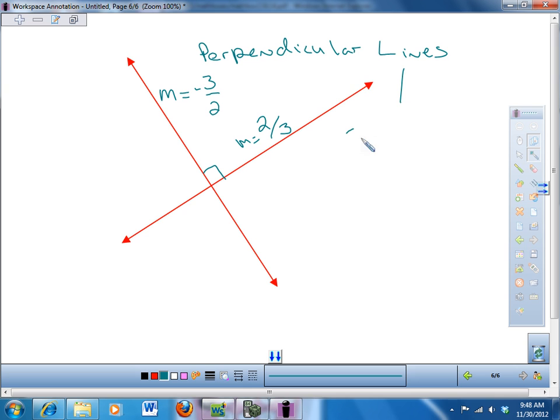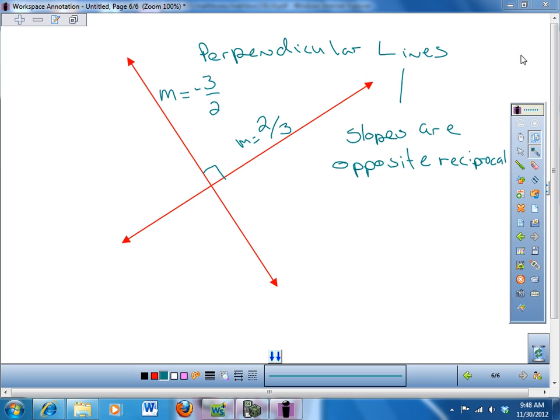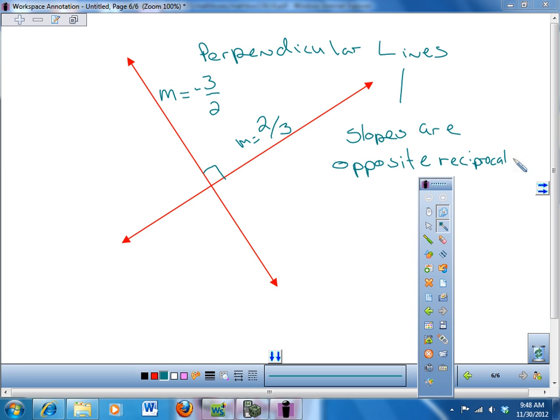Perpendicular lines, slopes are opposite reciprocals, meaning you flip it over and you change the sign, okay? So really, opposite reciprocals or negative reciprocals is just fancy words for flipping your fraction and changing the sign. Okay? So have that in your notes. Just give them a minute to put that in their notes, okay?